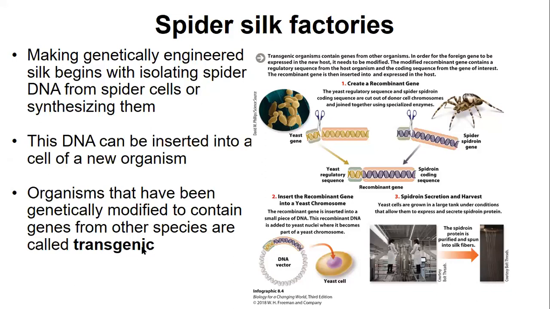This is not my definition. This is your book's definition. Organisms that have been genetically modified to contain genes from other species are called transgenic. So that means that we have food that we consume that is genetically engineered, transgenic, because we are a growing population.